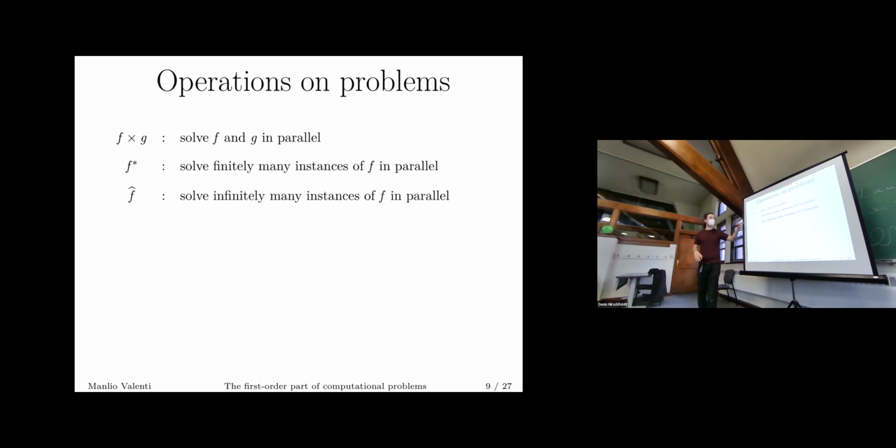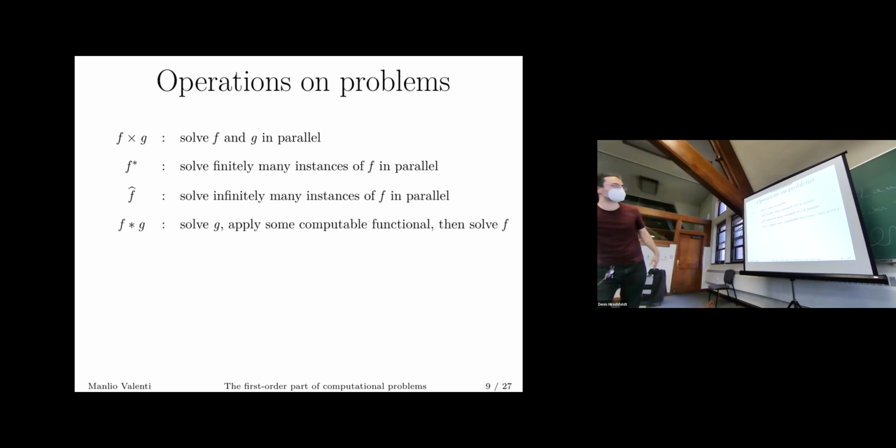And there's an important detail here, which is that you have to commit in advance to a certain number of instances of f. So you say, for example, 10, and then 10 inputs for f, and you want to solve them all in parallel. We will see that the fact that you have to commit to a certain number is important. There's the infinite parallelization, the countable case.